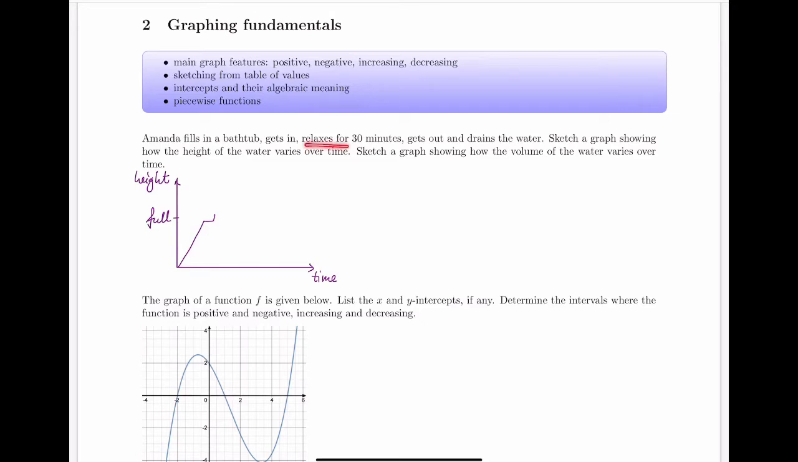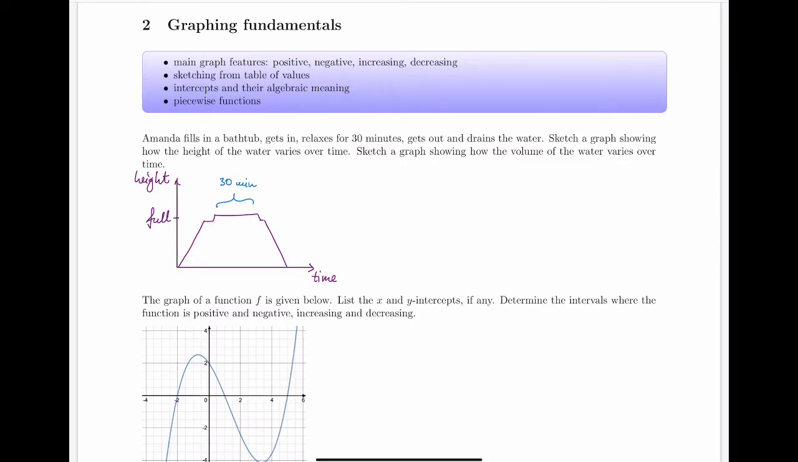Then she relaxes in the tub for some amount of time. So let's say this, and let's suppose that this will be 30 minutes. The next thing that happens is that she gets out and then drains the tub. So essentially the inverse processes of the first two steps here. She gets out, there's maybe some time delay before she drains the tub, and then she drains the tub. Okay, we have some intuitive understanding of graphs in terms of what it means to be increasing and what it means to stay constant, which are highlighted here.